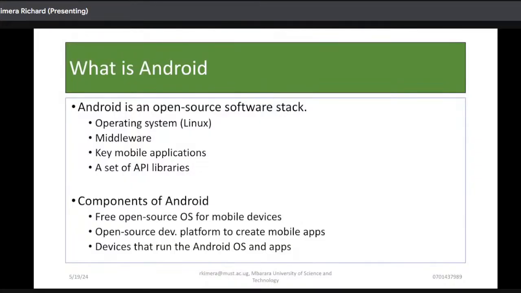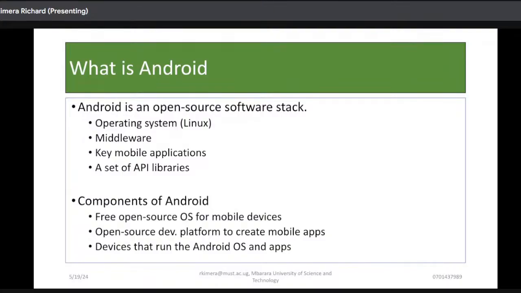So then, what is Android? It's an open source operating system, and it has middleware, some key applications, and even libraries, whose standard hasn't changed over the years. This is what Android offers, and this is what it has.